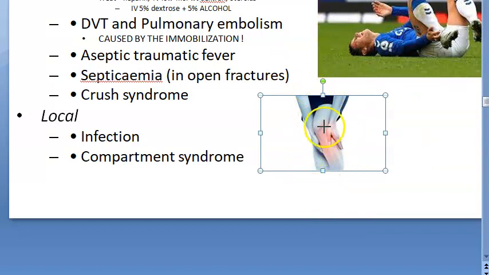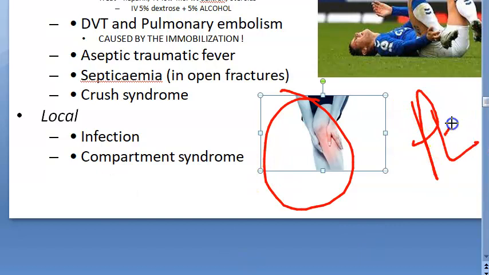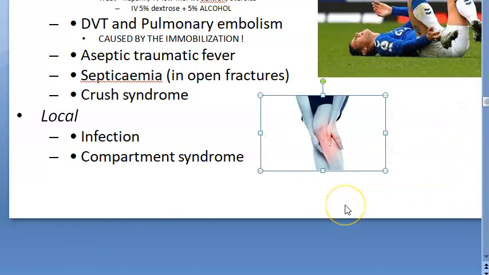How will you treat this if there is something like this? You will elevate the limb. You will put elastic bandage. You will give anticoagulant therapy. Right now, let us say it has reached pulmonary embolism. What will you do? You will give respiratory support. Again, you will give heparin, right? Then you will do early fixation of this fracture, right?